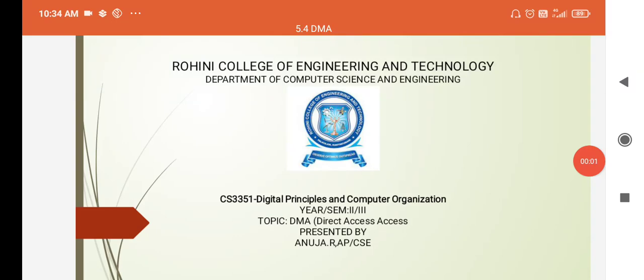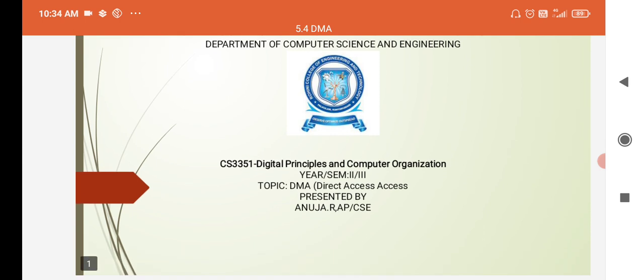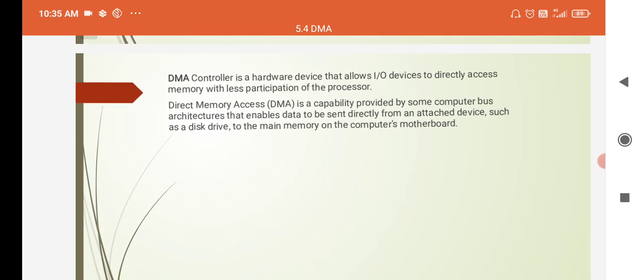CS 3351 Digital Principles and Computer Organization. The topic is DMA, Direct Memory Access, presented by Anujar, APCSC, Rohini College of Engineering and Technology.